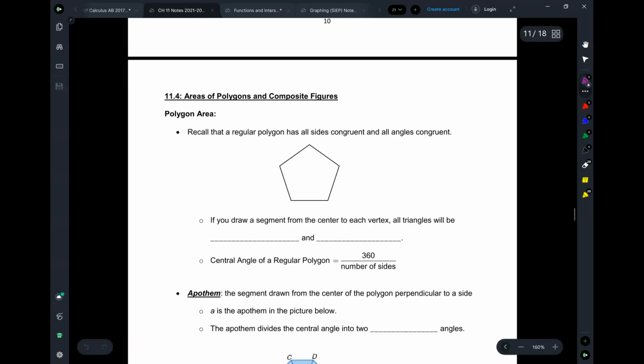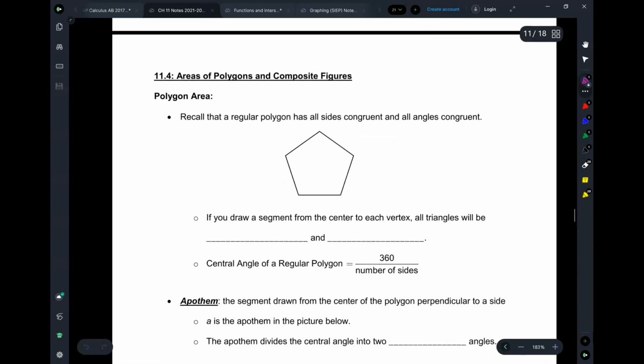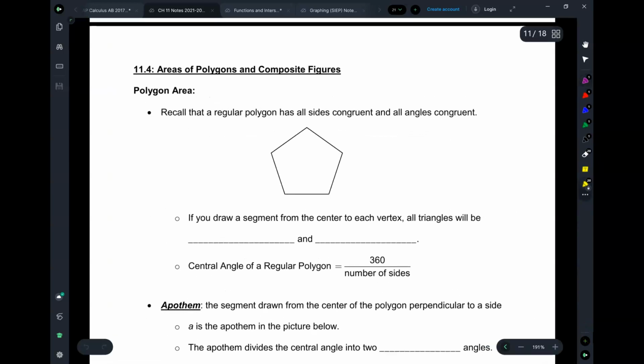So we're going to start talking about regular polygons again. And we're going to use some of the characteristics of regular polygons to our advantage when we try to think of how to find their areas, right? Specifically, remember that a regular polygon has all sides congruent and all angles congruent, right? So if you want to find the area of a regular polygon, in this case we're going to use a pentagon, what you do is this.